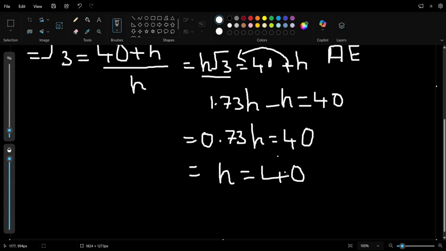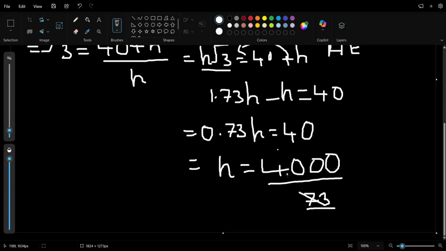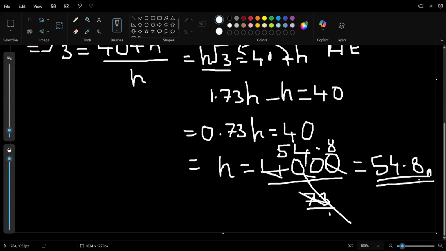Now 0.73 we can just multiply by 100, so it will become 4000 by 73. Now we can just multiply and we can just divide. Now this will get 0, so it will become 7 into 5, so 5, then 4 again, then get a 0.8 something. Okay. Now we get H is equal to 54.8 approximately meters.